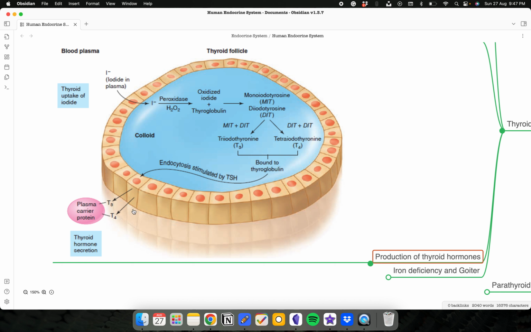If you remember the mechanism of action of thyroid hormone from our previous video, we discussed that if T4 is released and goes to the target site, within the target cell cytoplasm this T4 will get converted into T3. So T3 is actually the functional form of this thyroid hormone.